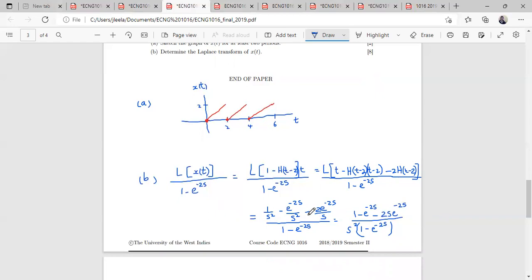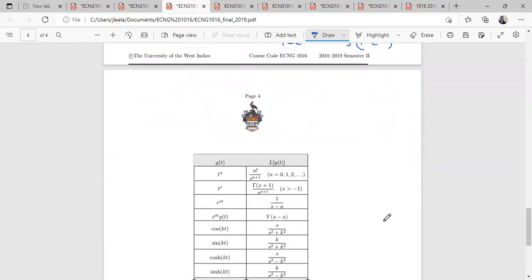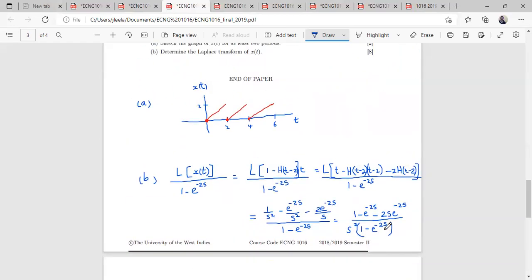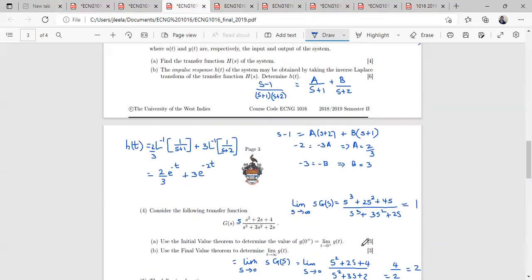So what I do here in the numerator, I make s squared my LCM. Which means this third term here I have to multiply by s. So I end up with 1 minus e to the minus 2s minus 2s e to the minus 2s over s squared into 1 minus e to the minus 2s. So that gives me the solution there, right? So look at it carefully once again.